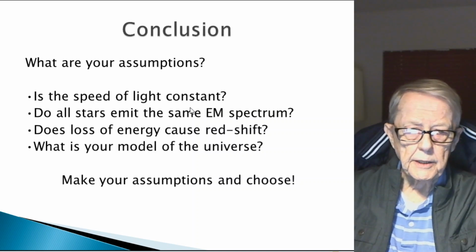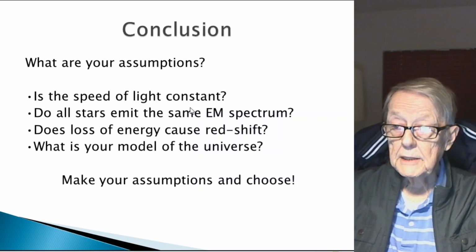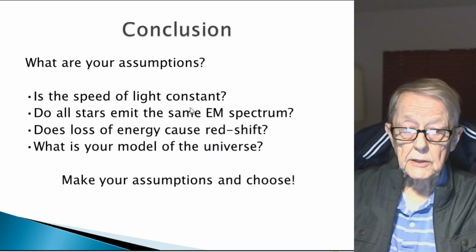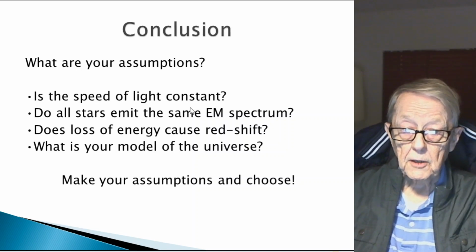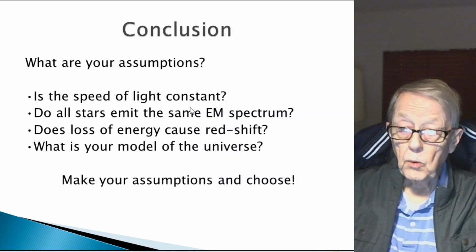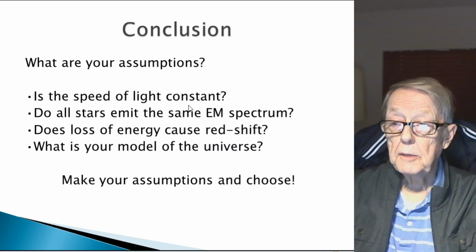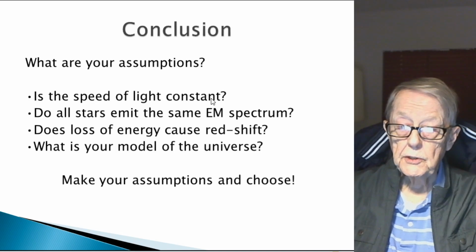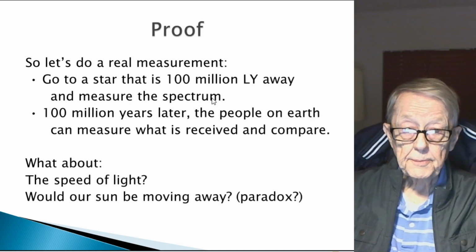Okay, the question is, what are your assumptions? Is the speed of light constant, or can it change? Do all stars emit the same EM spectrum, or can they emit something different? Does the loss of energy cause redshift? What is your model of the universe? You make your assumptions. You can choose. With all these variables, you can come up with any answer you want.